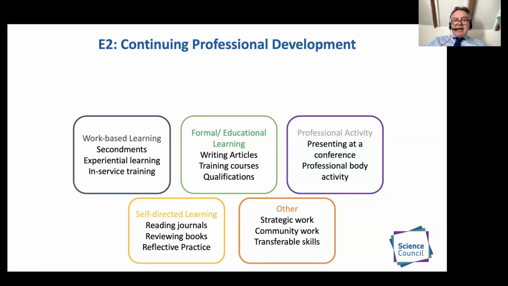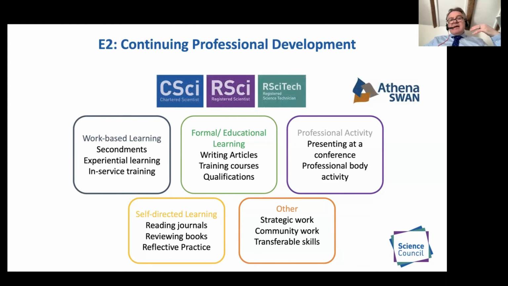Self-directed learning is really reading books, reviewing books, reflecting on your own practice to actually improve your practice, okay? And the final one is strategic work, community work, transferable skills, strategic thinking, okay, which impacts on your job in the here and now, and also to actually improve how you perform your job in the future. Continuing professional development also covers things like professional registration and Athena Swan.